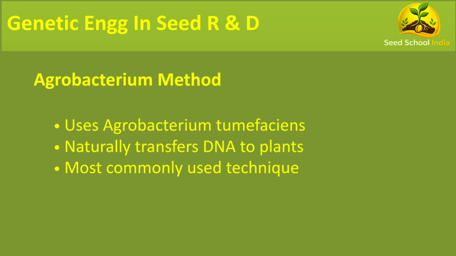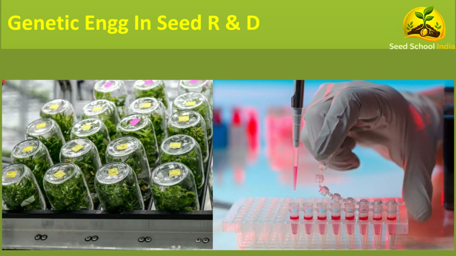Agrobacterium tumefaciens is a naturally occurring bacterium that has the ability to transfer DNA into plant cells. Scientists exploit this ability by inserting the desired gene into the bacterium's T plasmid. When the bacterium infects the plant cells, it transfers the gene into the plant genome. This method is highly efficient and widely used for many crops.